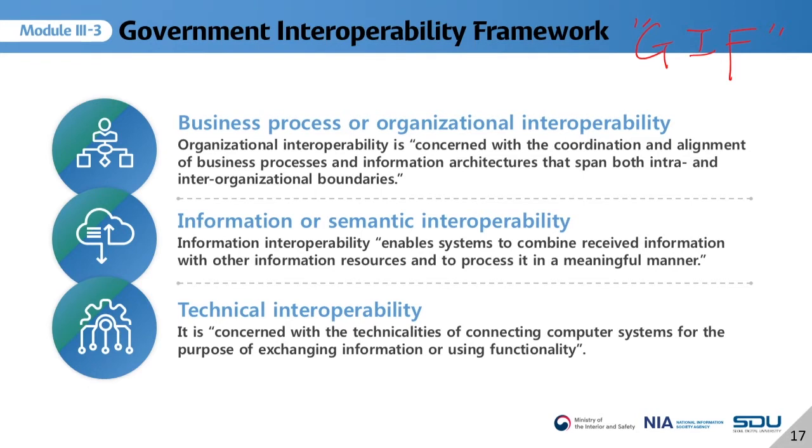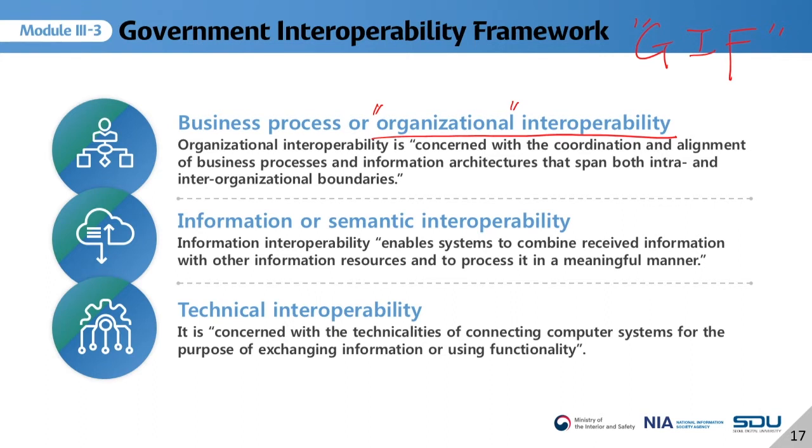The first dimension is organizational interoperability. So interoperability is an organizational issue. It's about business process. Organizational interoperability is concerned with the coordination and alignment of business process and information architecture that span intra and inter-organizational boundaries. That is the definition of organizational interoperability.